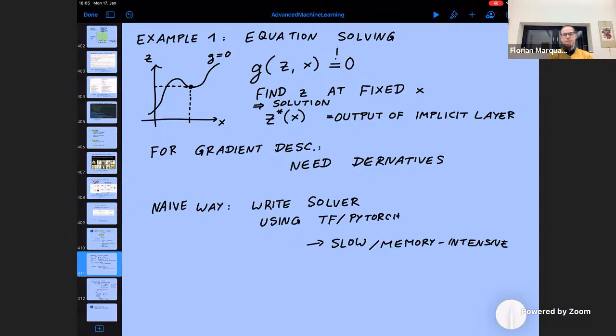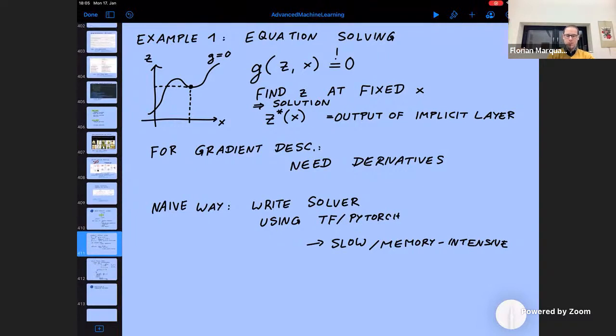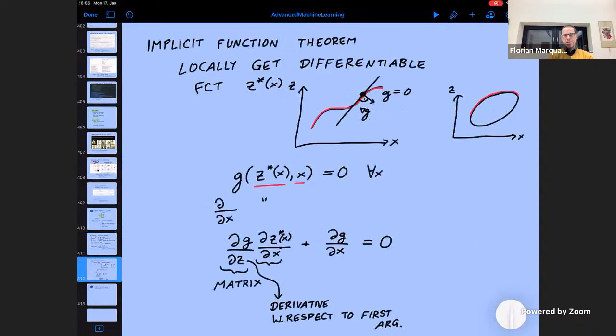And then by definition, this whole algorithm is now differentiable. So you can take the derivative that you're interested in of the output versus the input. But this is very slow actually, and also memory intensive, because it has to store the solutions for all the intermediate steps. And so that's not the smartest way to do things.